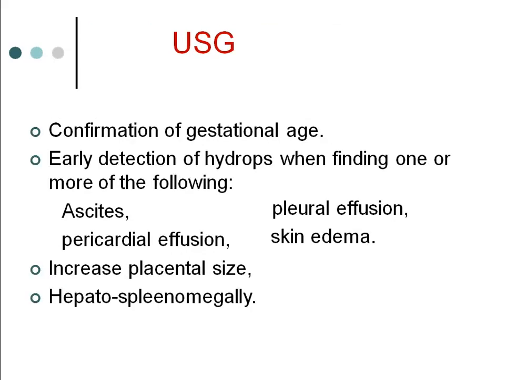So what about ultrasonography? The gestational age of the fetus, because the management will depend upon the gestational age. So at the very first visit, you must find out the gestational age of the fetus. With the help of ultrasound, we find out the exact gestational age. What next is you try to detect hydrops at the earliest. How? If you find any evidence of ascites, pericardial effusion, pleural effusion, skin edema, that will give you an indication that the baby is developing hydrops.